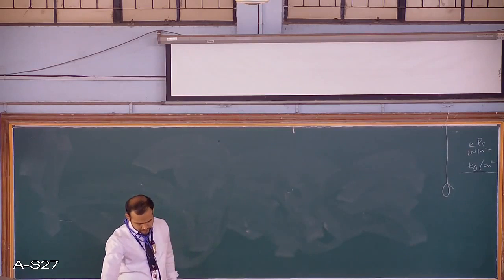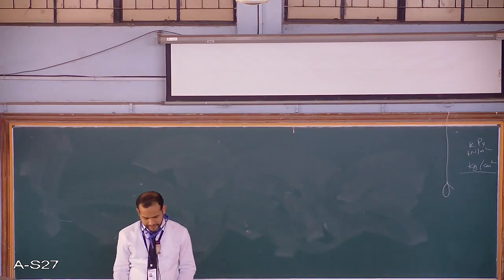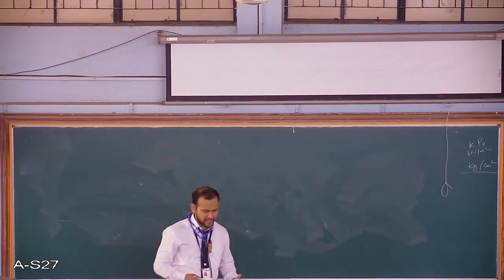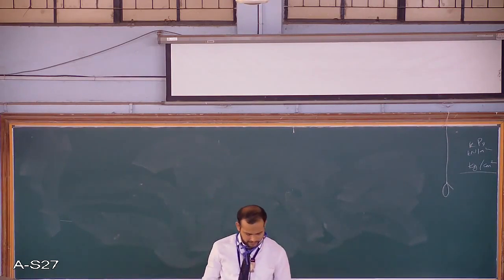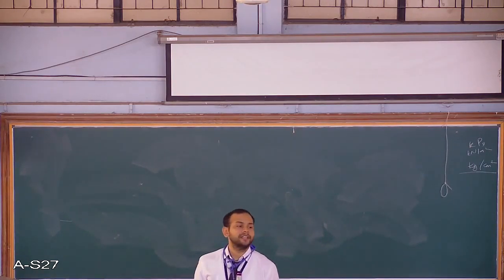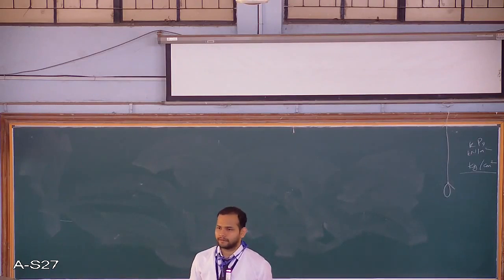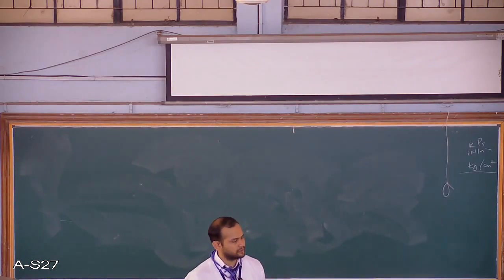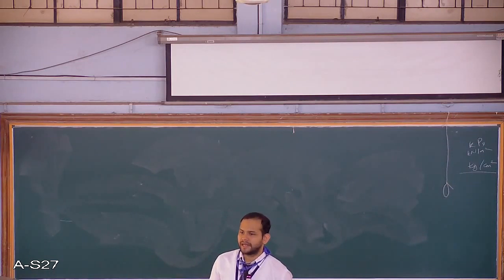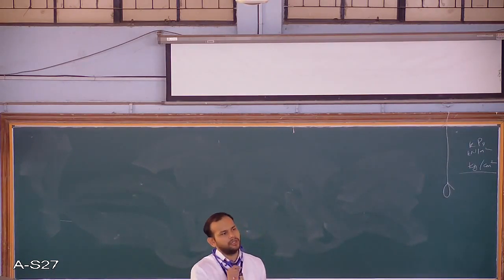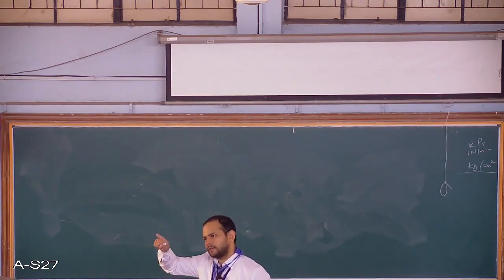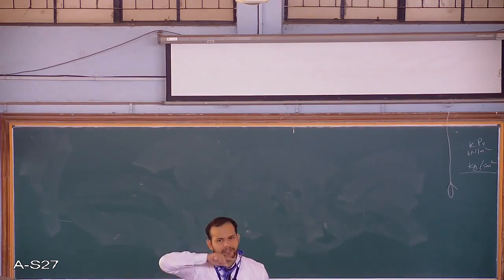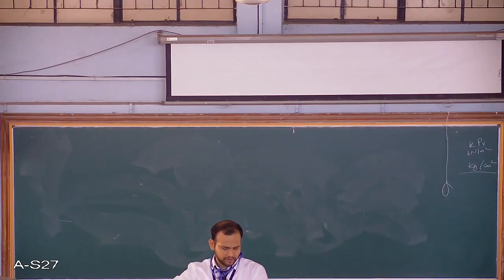So the question says a clean, dry, cohesionless sand. What does it mean? There is no cohesion, it is a sandy soil. So the C intercept is 0. Your failure envelope, or the failure Mohr-Coulomb line, will pass through the origin. Okay, so it's very clear now.